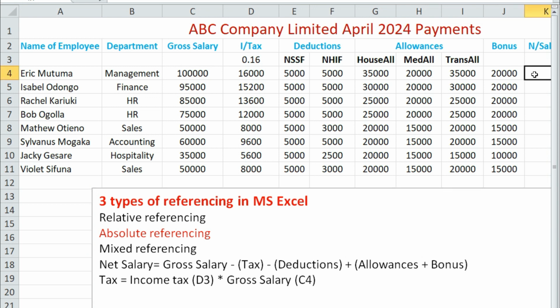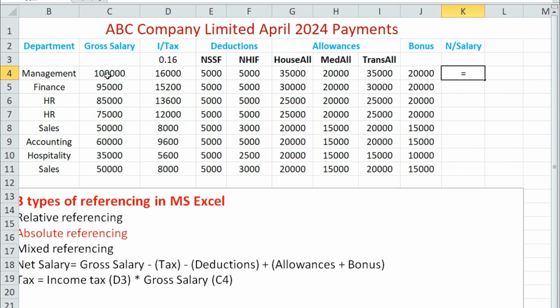So what's the formula? Is equals to gross salary. You just click it, and then you say minus tax, all right, minus deductions. Deductions, we open the bracket and we say this one plus this one. Those are the two deductions, they go together. And then plus, we open the brackets again, plus this, plus medical allowance, plus transport allowance, and then you close the bracket, and then plus bonus.